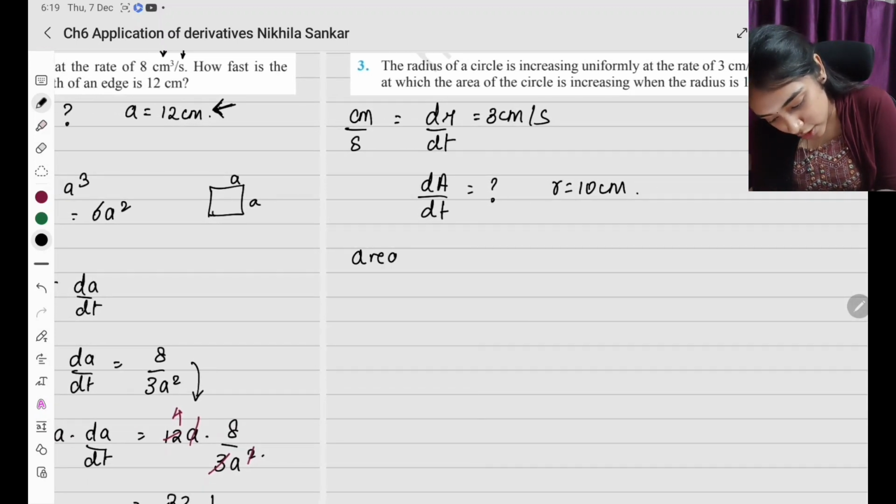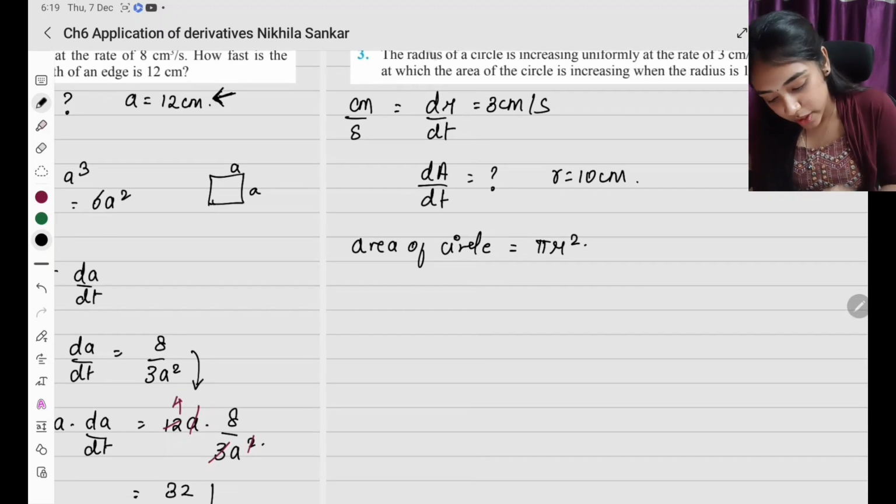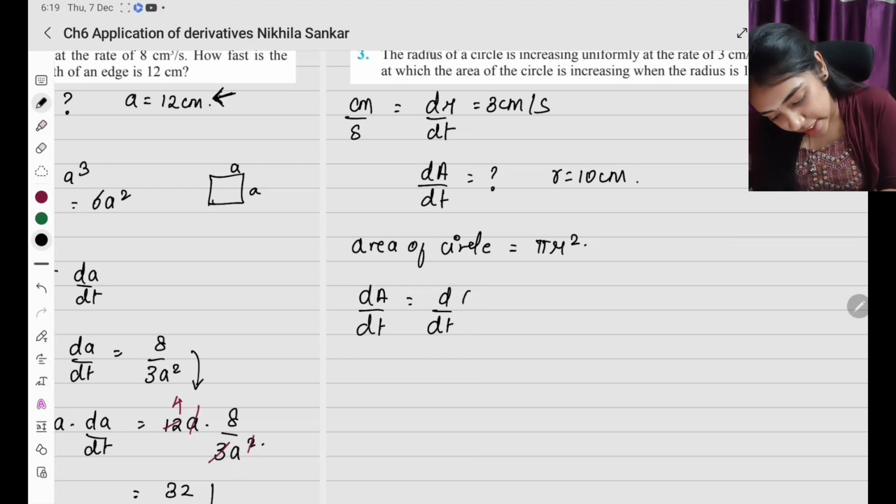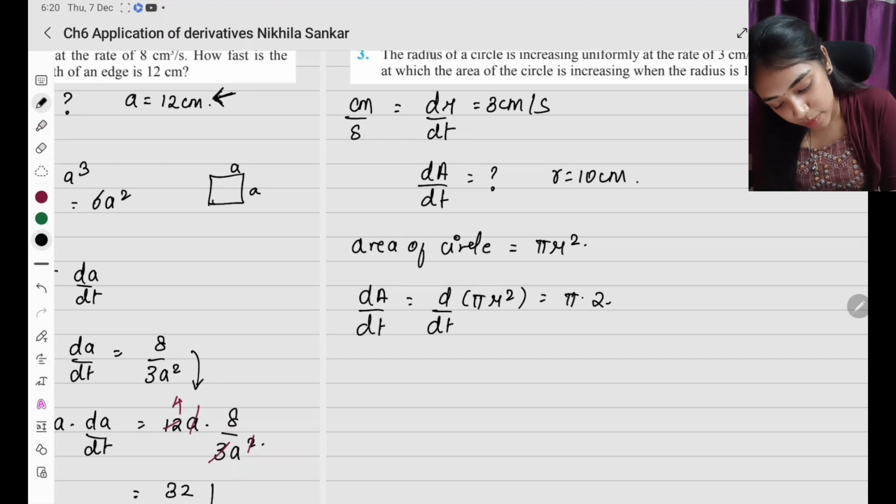So what is my area of circle? Write it like this for all questions, then mistakes won't happen. Area of circle is going to be pi r square. So I need dA by dt, which is going to be d by dt times pi r square. Pi is a constant. R square differentiate, we get 2r.